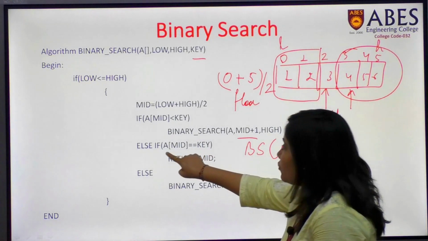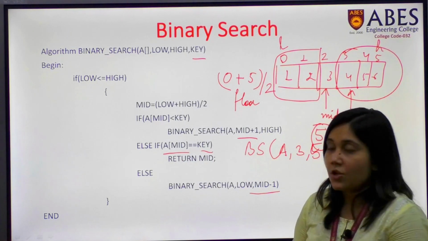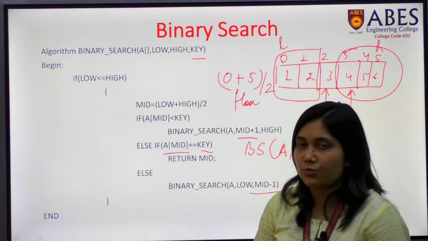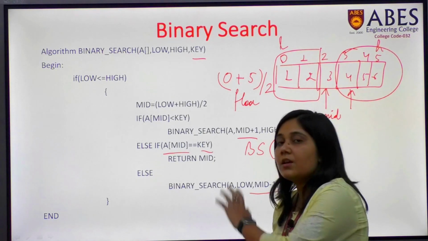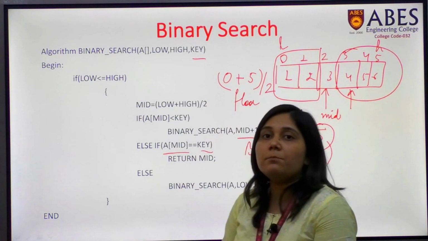And if you find the key value on the mid index, then you return the mid value. You can write it as mid plus 1, because this is the position of the element, whether it exists in the array or not. Right? So this is the basic concept of a binary search.